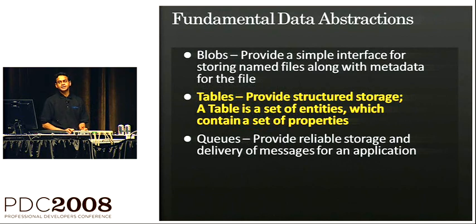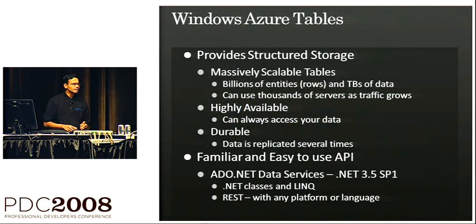Windows Azure Storage builds upon three fundamental abstractions. It has blobs, which you commonly associate with unstructured storage. It has tables, which you commonly associate with structured storage. And it has queues, which provide reliable delivery of messages, which enable rich applications. Finally, Windows Azure tables provide massively scalable tables.